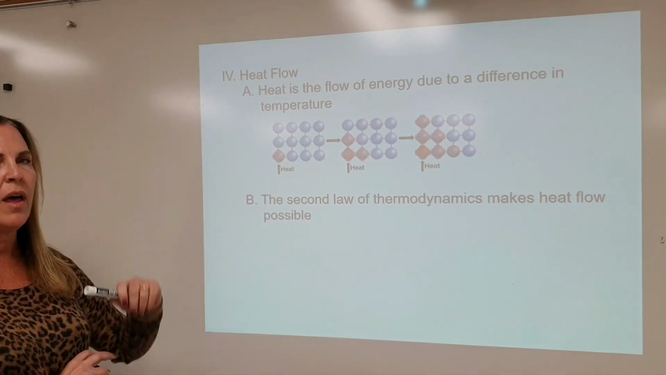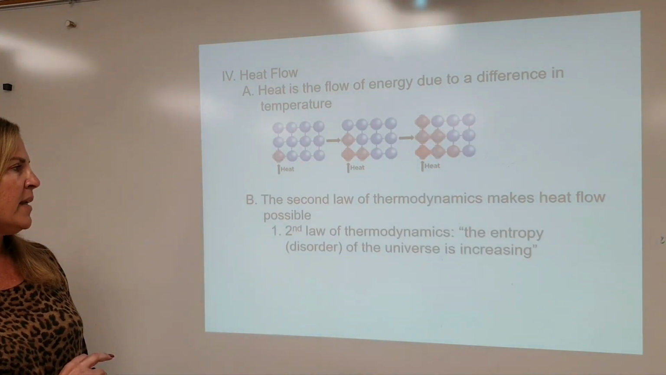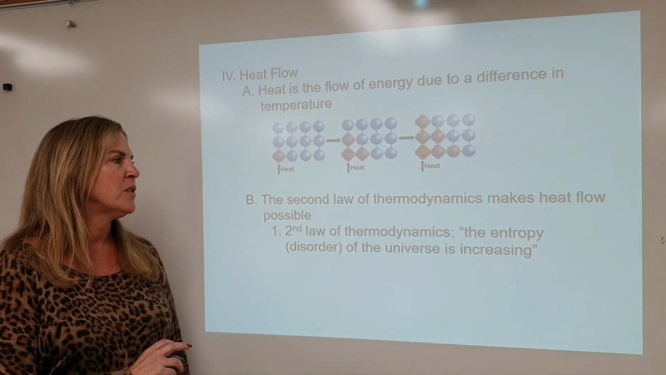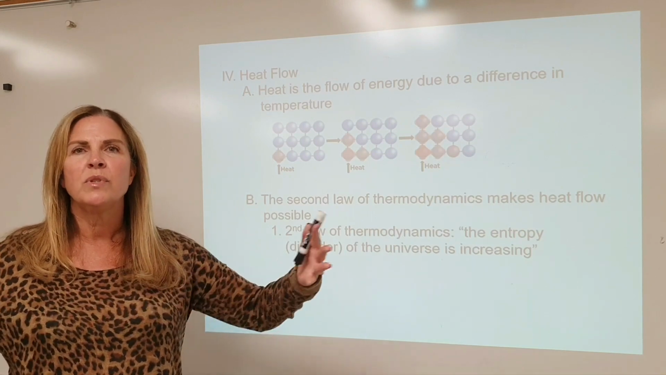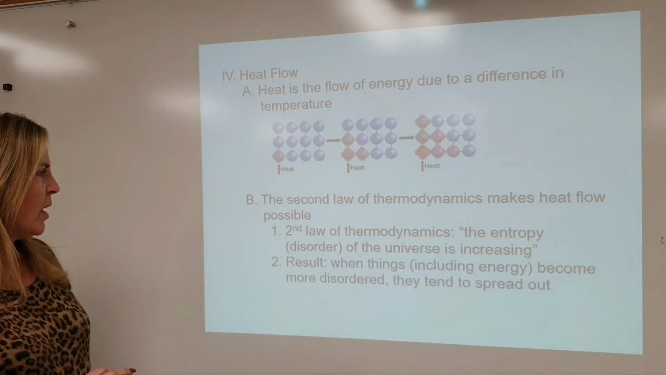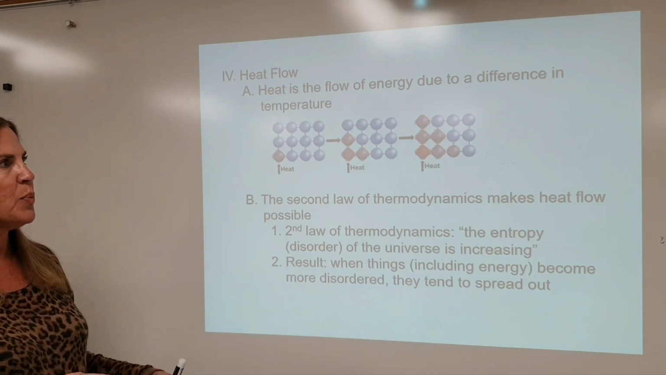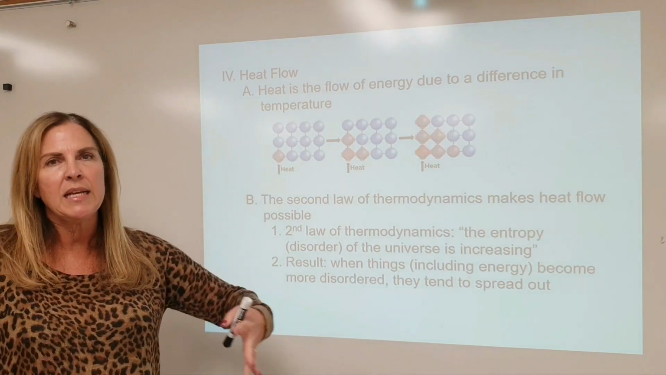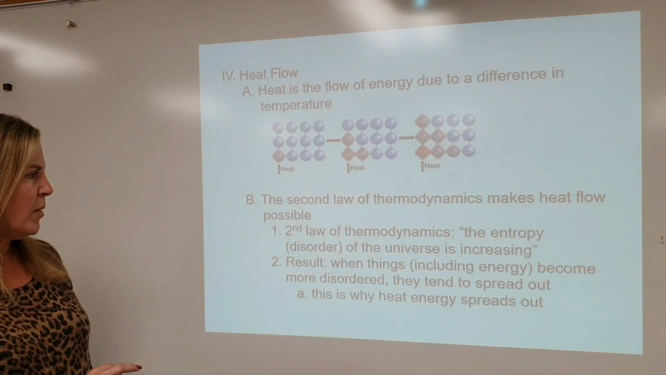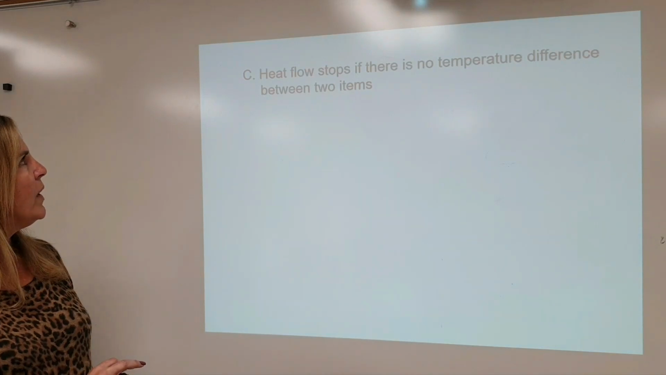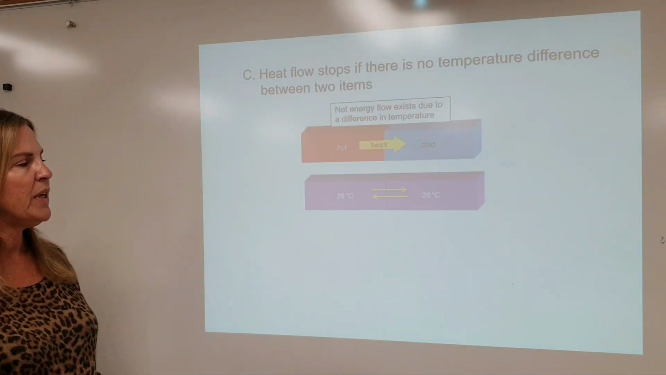Now, this also means we have another law. It's the second law of thermodynamics, and it says that the entropy of the universe is increasing. That means the energy of the universe is always going to disorder. When things, including energy, become more disordered, they tend to spread out. So again, it's just the idea that heat flows. This is why heat energy spreads out. Heat flow stops if there's no temperature difference between the two objects.